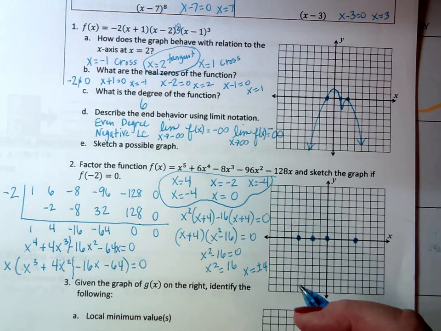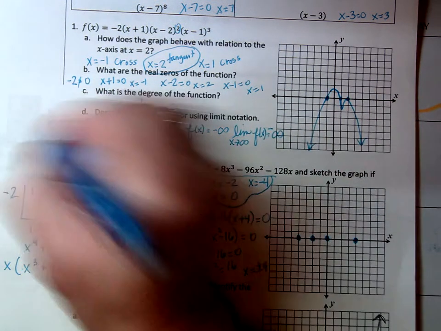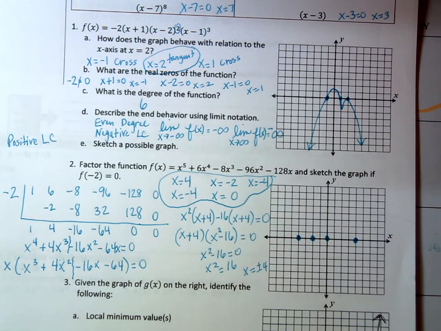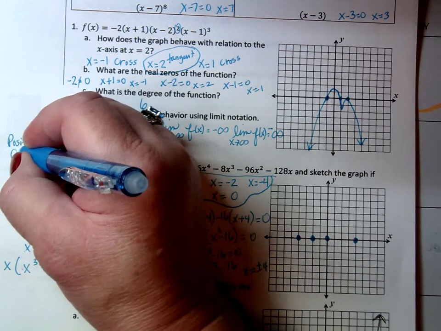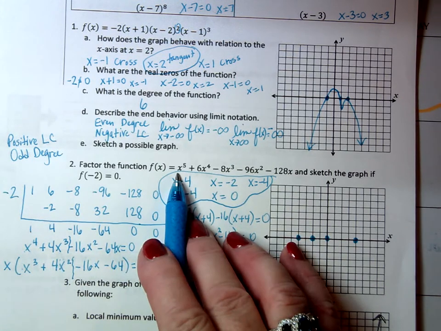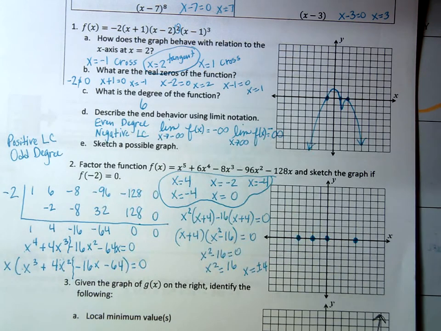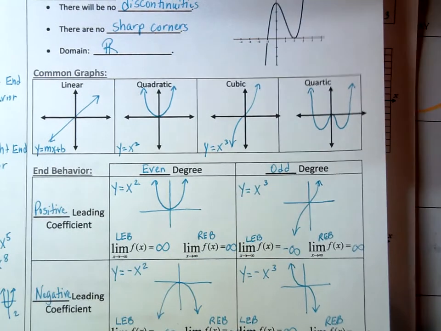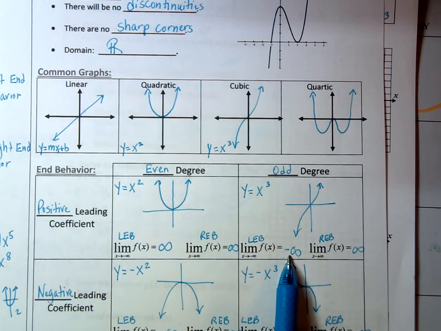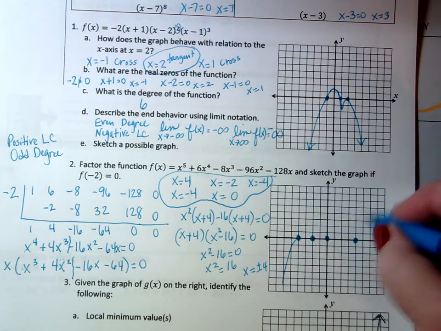Well, what's it doing on the ends? Because that's really the next piece that you like to look at. So if I'm looking at this, this is a positive leading coefficient with an odd degree, because it's x to the 5th, and 5 is an odd number. So what happens when you have a positive leading coefficient and an odd degree? Here's your chart. On the left, it's going to negative infinity, going down. On the right, it's going to positive infinity. So that's what I'm going to put. Cool. There it is.